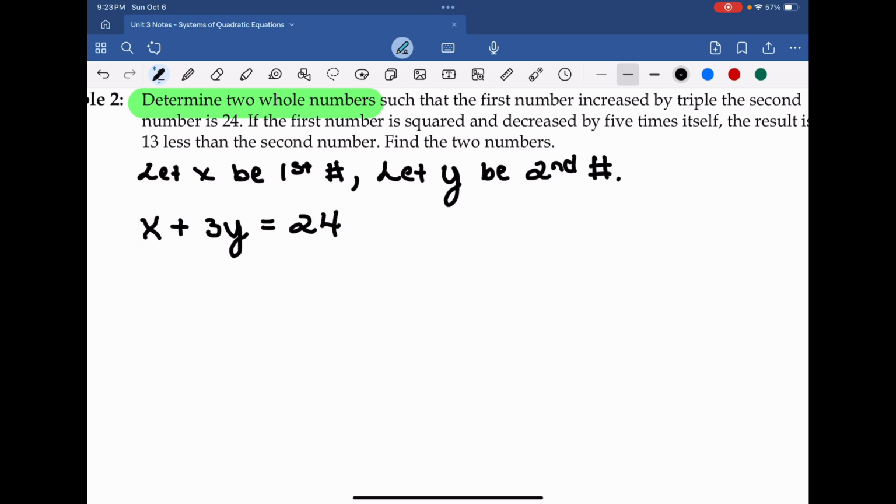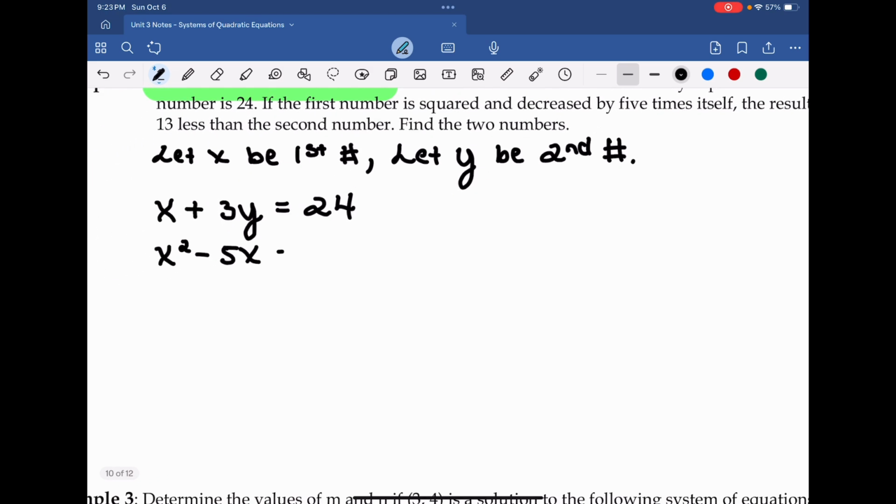Now we go to our second sentence. If the first number is squared, so let's write that piece out. If the first number is squared and it's decreased, or there's a subtraction by 5 times itself, that means minus 5x, the result is equal to 13 less than the second number, meaning it's going to be y minus 13.